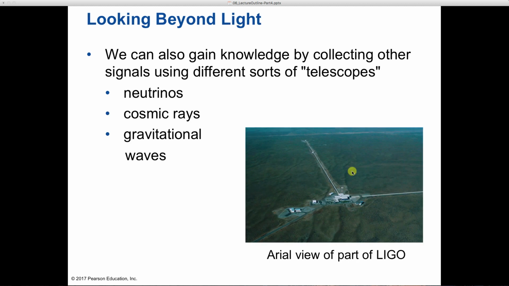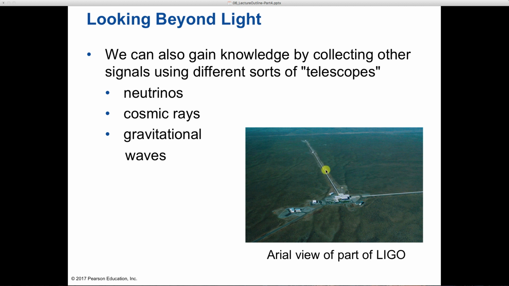And then other things we can observe, besides light waves, and this has been fairly recent, are gravity waves. Einstein's theory of relativity predicted the existence of gravity waves, which are like oscillations in the fabric of space and time itself. And this is an observatory. This is the LIGO Observatory. There are 2 of them in the United States.